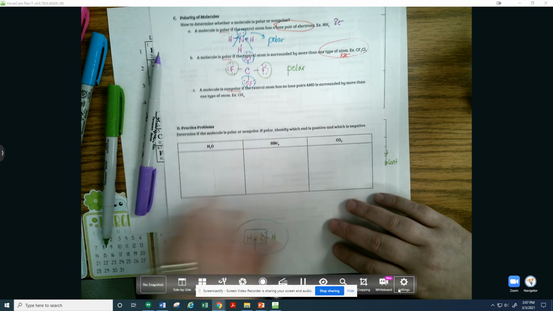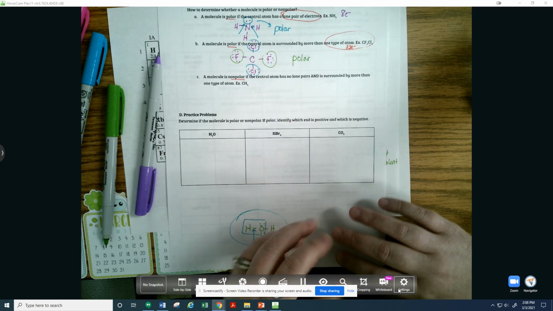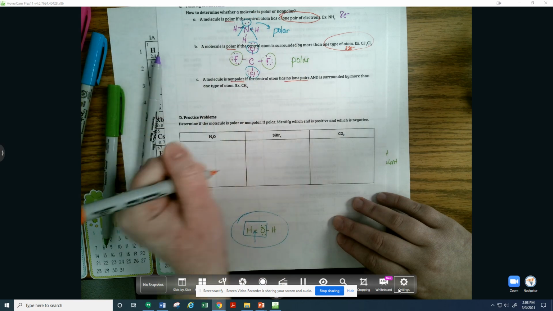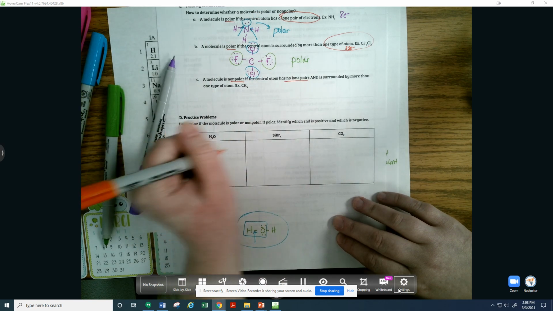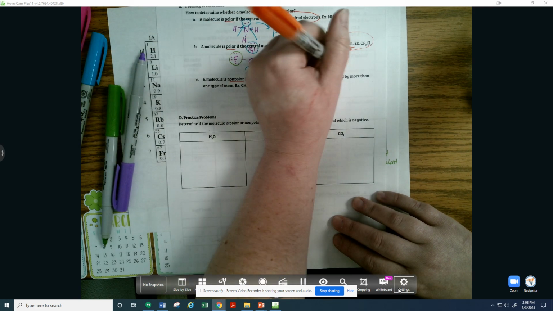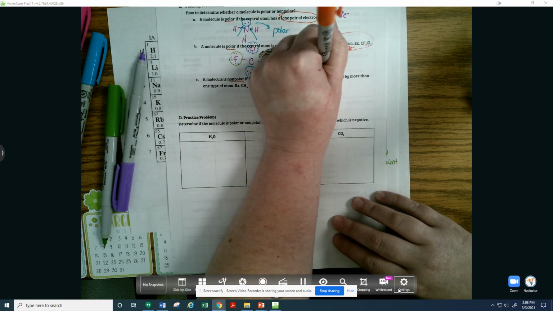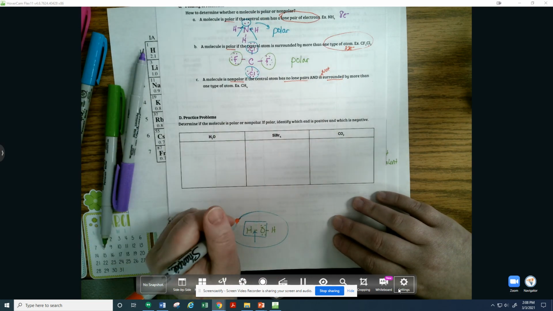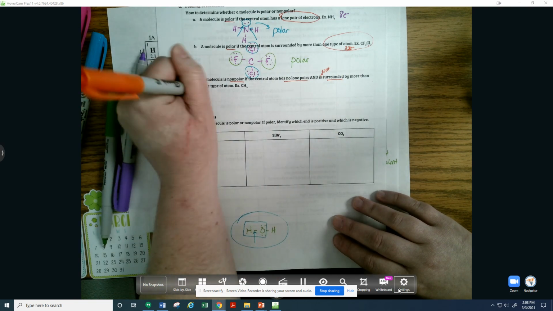So the only way that a molecule is nonpolar is that it cannot have lone pairs. The first thing is no lone pairs. And then the second rule is it has to be not surrounded, it should say, so your notes will be fixed by the time I post them. So they are not surrounded by more than one type.